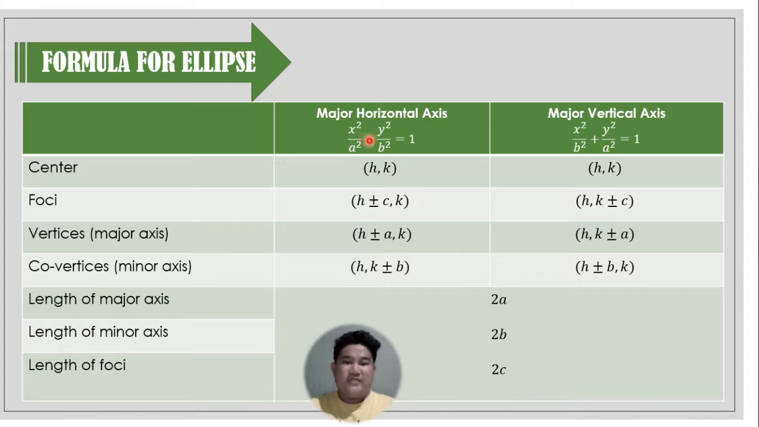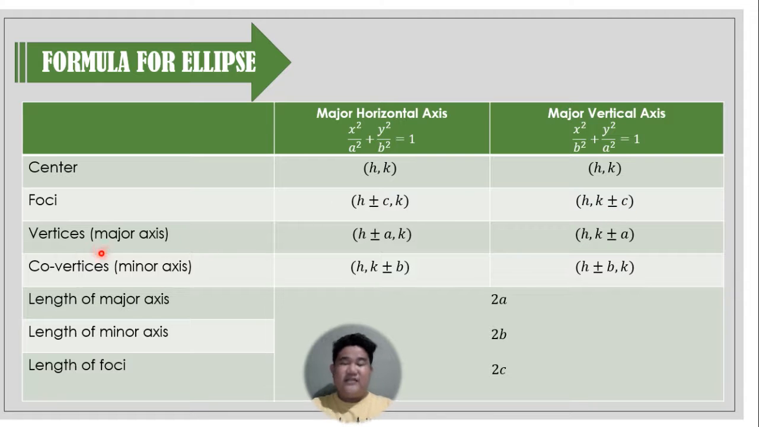Correct? So our x squared is over a squared. Since major horizontal axis, ang ating a squared ay nandun kay x squared. Dito sa major vertical axis, ang ating a squared ay andun kay y squared. So it is major vertical axis since our a squared is andun siya sa ating y squared. So for the center, we have (h, k), that is the center of our two types of ellipse. For the foci, since it is horizontal, ang mag-iiba sa kanya, it is the x value. Kaya andito si positive and negative c. And kapag vertical, si y value, kaya andito si positive, negative c.